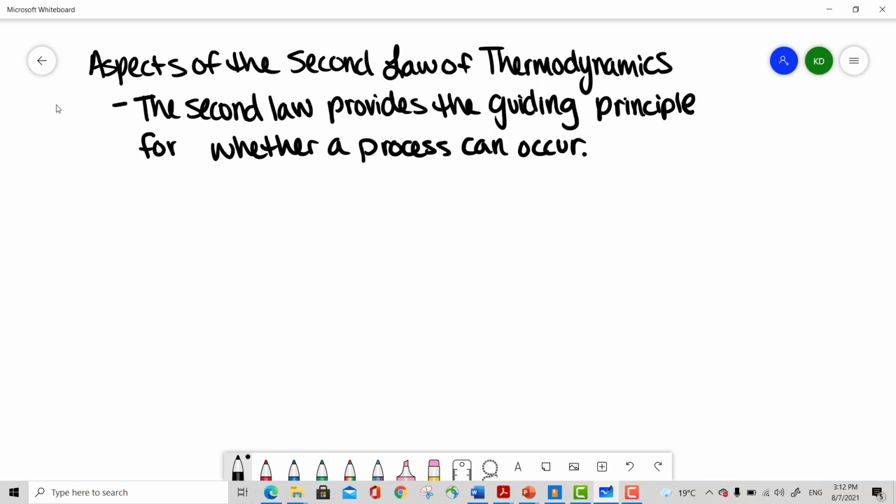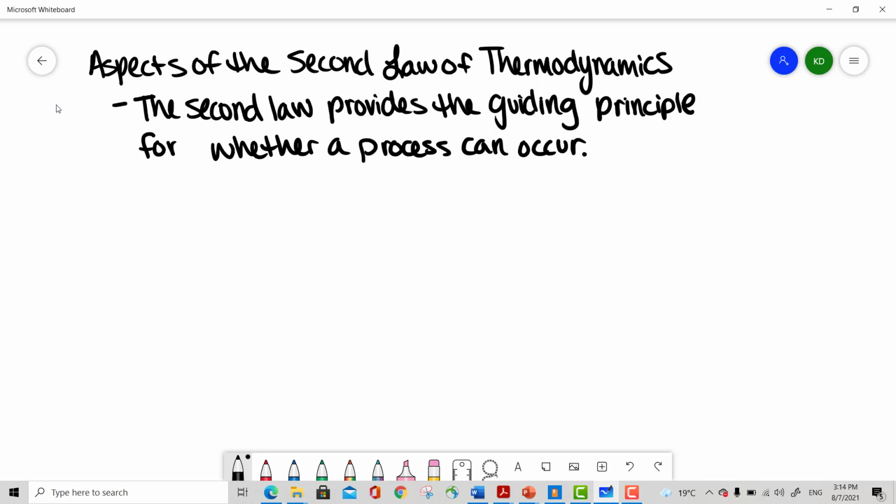So I'm just going to restate that. So the conservation of mass and energy principles, mass and energy cannot be created or destroyed, right? So you just spent an entire class learning about that, putting that into practice. And then for a process, conservation of mass and energy principles indicate the disposition of mass and energy, but do not infer whether the process can actually occur, right? So that's where the second law comes in. It provides the guiding principle for whether a process can occur.